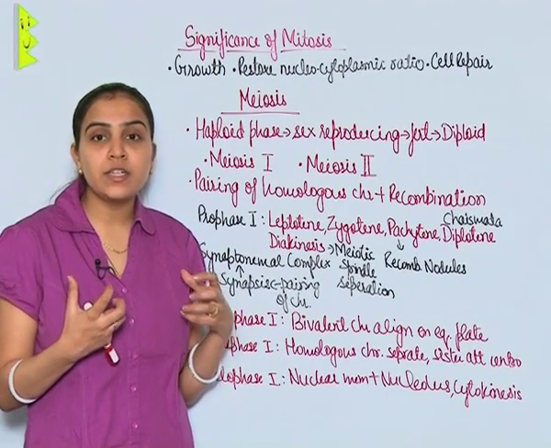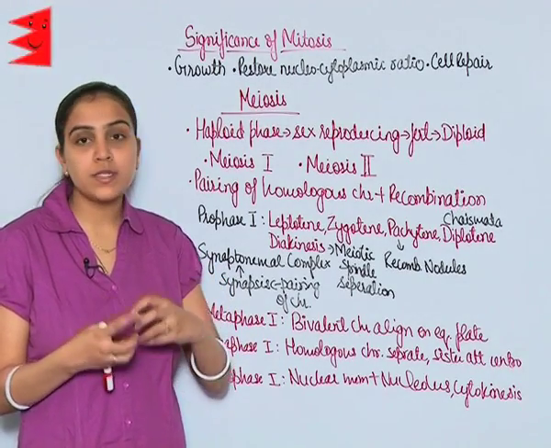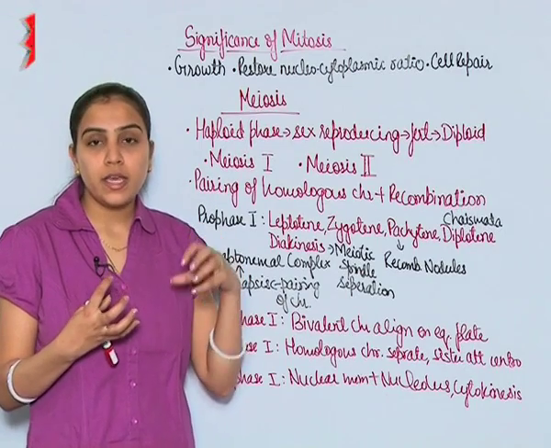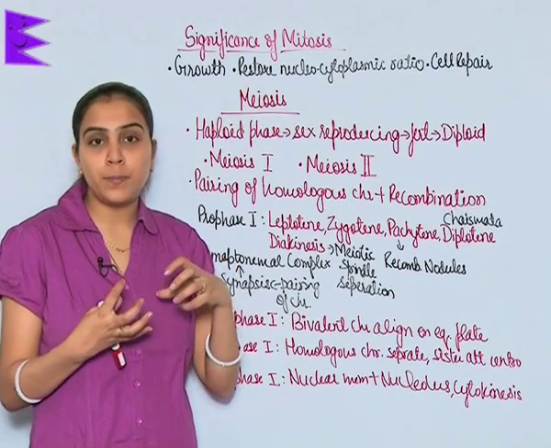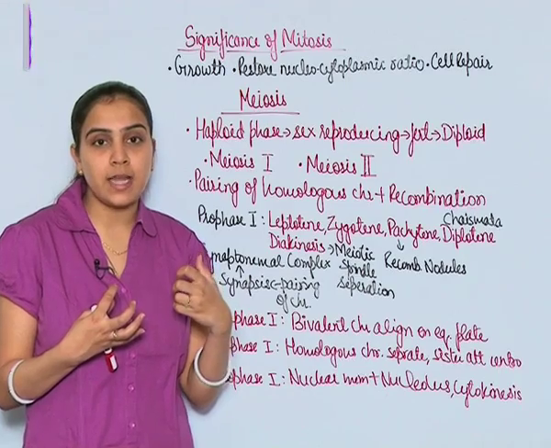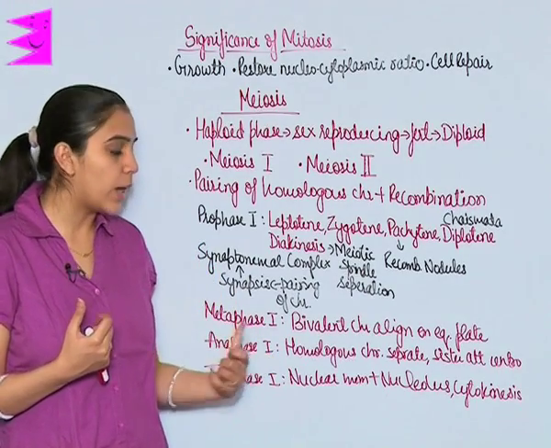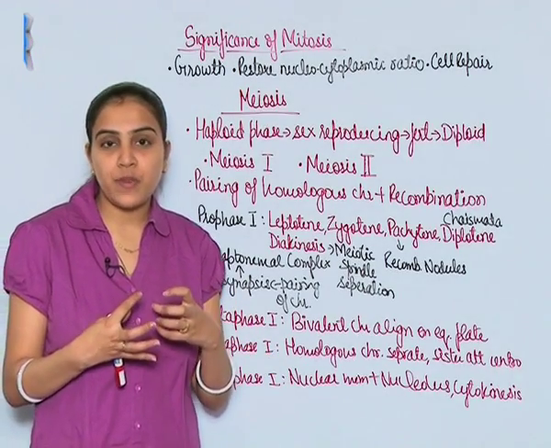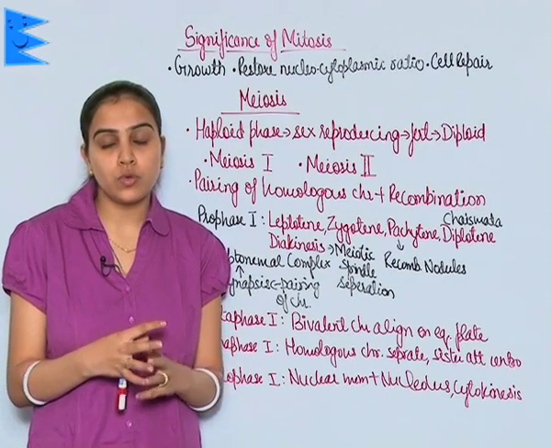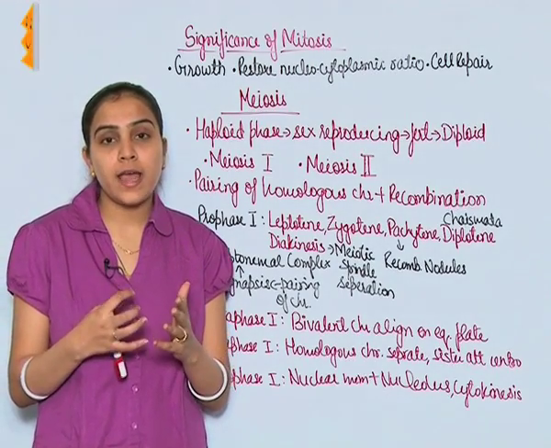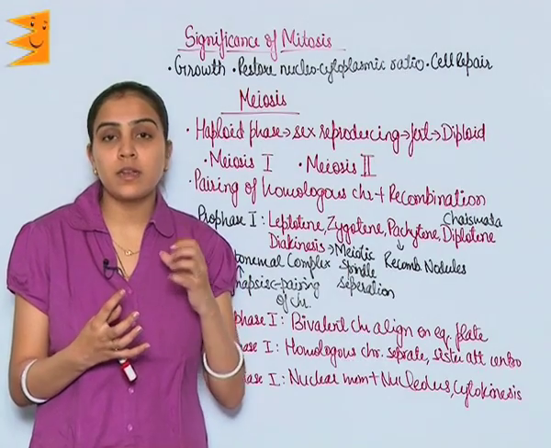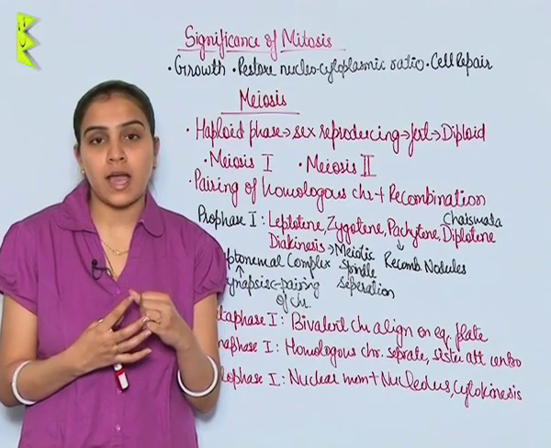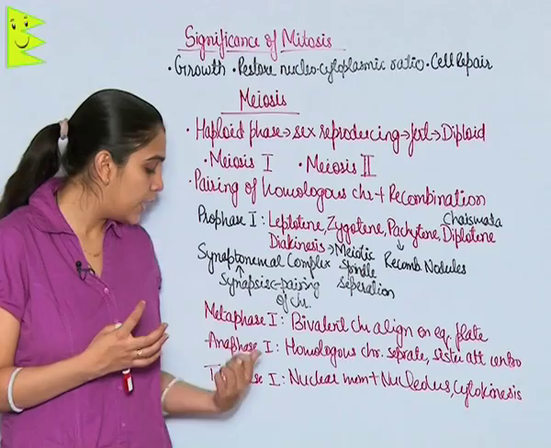Metaphase 1. The bivalent chromosomes so formed align on the equatorial plate. You can see it in the diagram. Anaphase 1. In this phase, homologous chromosomes separate, whereas sister chromatids remain associated and attached at their centromeres.